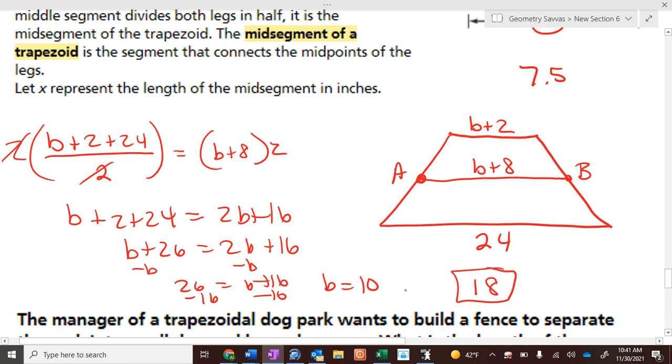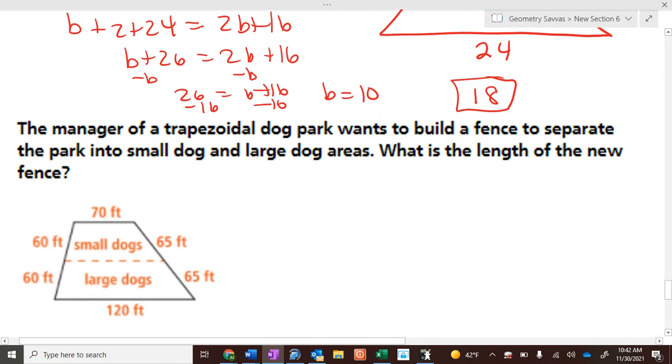So how long is AB? 18. AB is 18 long. 12 plus 24 divided by 2 is 18. There you go. Okay?